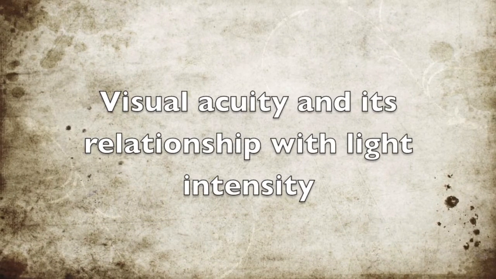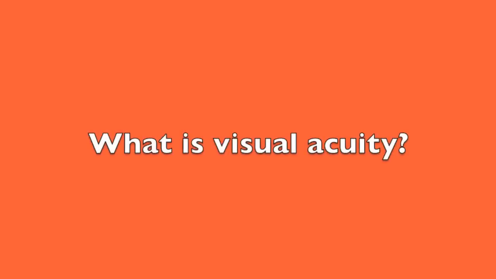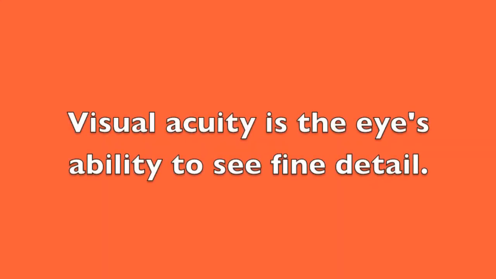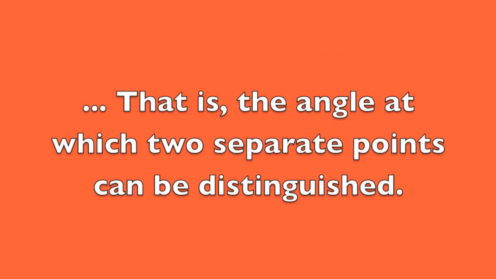Today we are discussing the topic of visual acuity and its relationship with light intensity. So what is visual acuity? Visual acuity is the eye's ability to see fine detail. A measure of acuity is the minimum angle subtended by 2 points that are barely able to be resolved by the eye. That is, the angle at which 2 separate points can be distinguished.